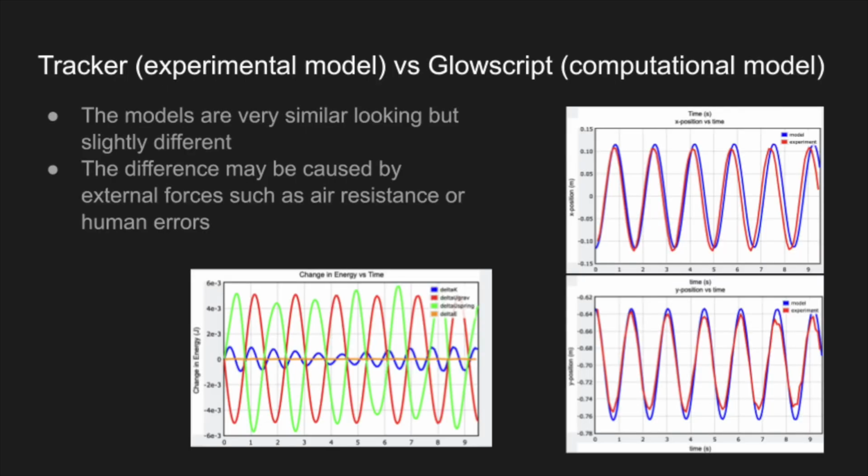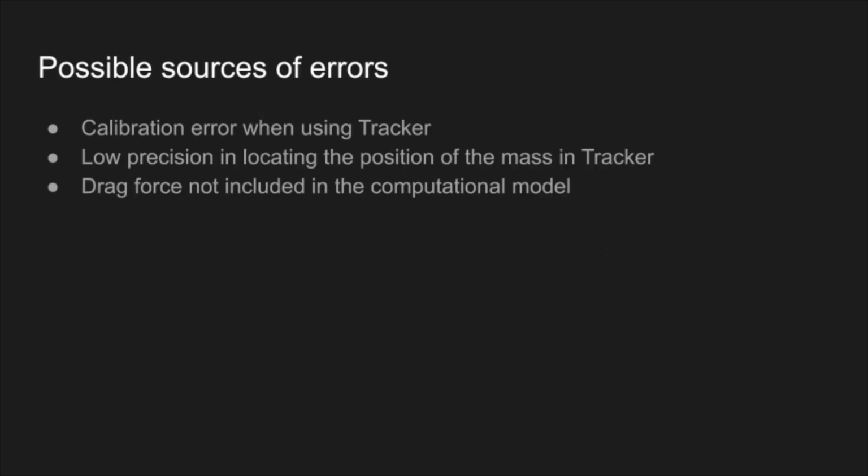So as a result, we've got two models that are very similar looking but slightly different, and this is because of external forces such as air resistance or human errors. For possible sources of error, there may have been calibration error when using Tracker, low precision in locating the position of the mass in Tracker, and lastly, drag force not being included in the computational model.